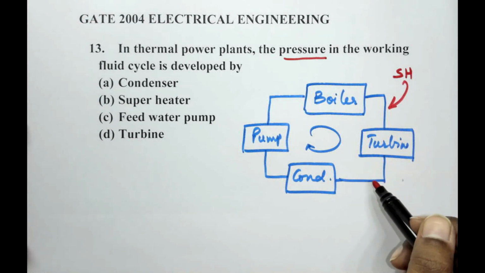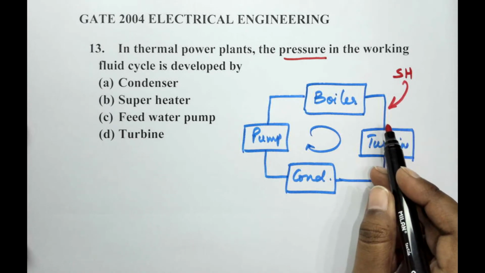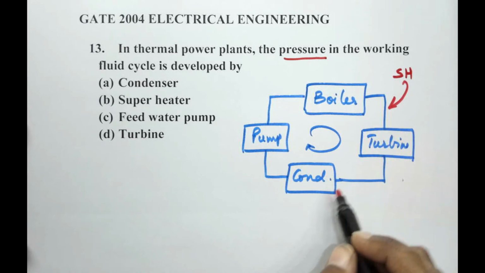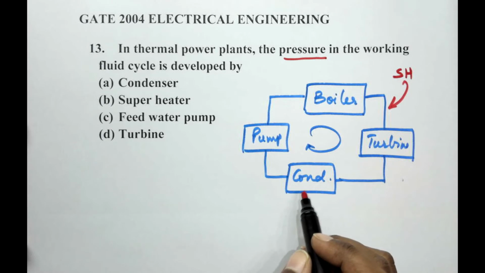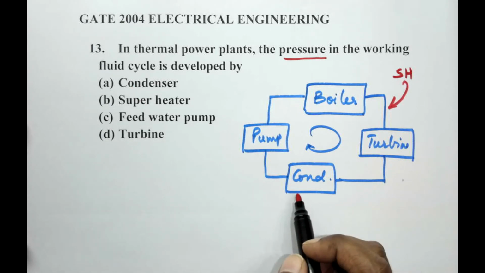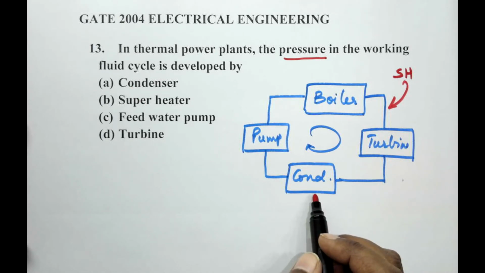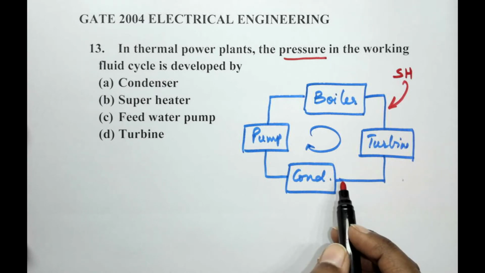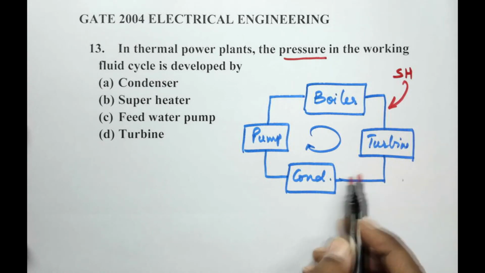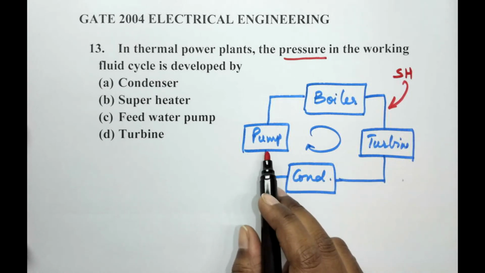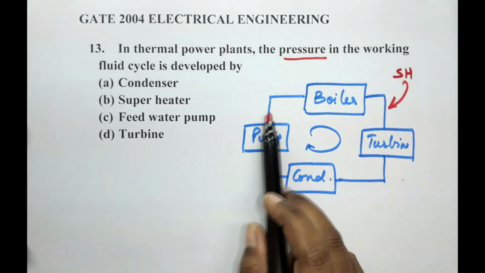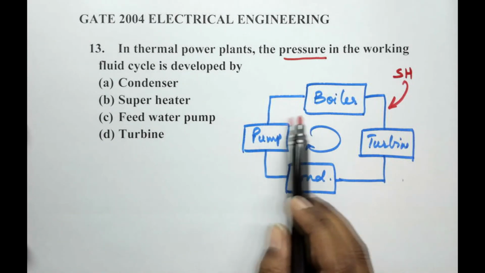Now what happens to the steam that hits the turbine? It comes to the condenser. So here we have our condenser in the option here. What the condenser actually does is it condenses the steam, or converts the steam from the turbine into water again. So that water needs to be pumped back into the boiler. So that is the function of the feed water pump.